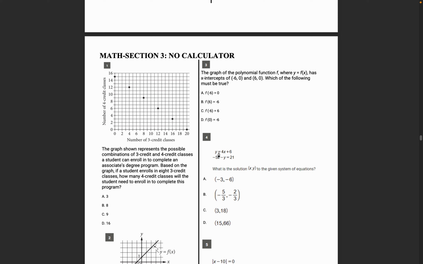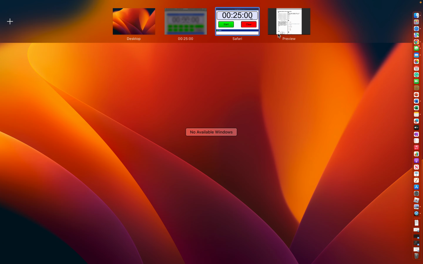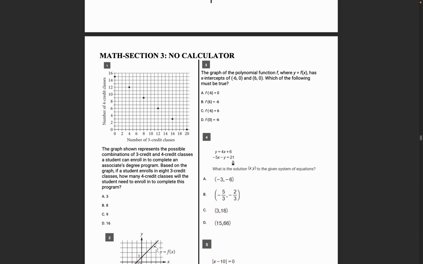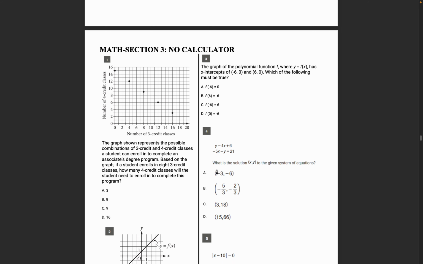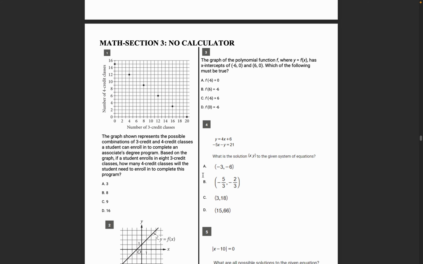Today I will be completing the May 2023 SAT Math No Calculator section. As I said in the previous video, this section will be timed. I have the stopwatch right here, so once I begin, I'm going to set it off. And the next video will be the Math Calculator section, timed also.